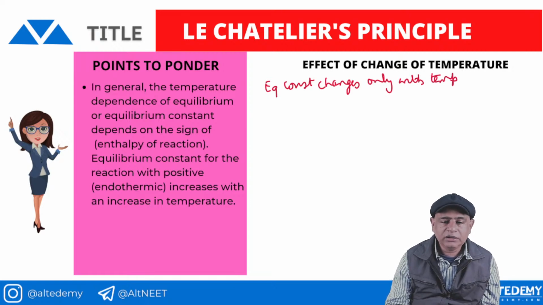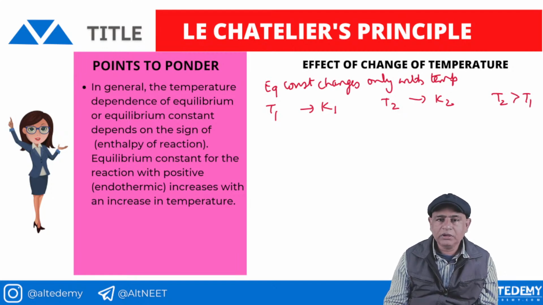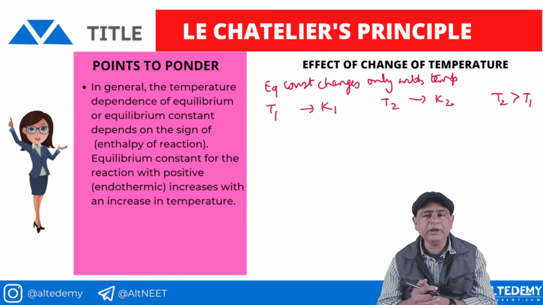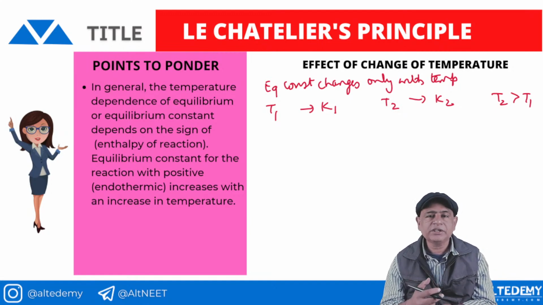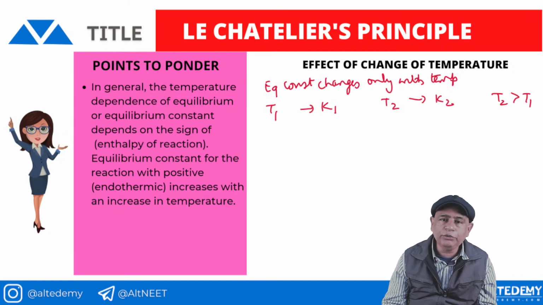Suppose we have a temperature T1 at which equilibrium constant is K1, and a temperature T2 at which equilibrium constant is K2, and T2 is greater than T1. Suppose this is the condition. As I have told you, equilibrium constant changes with temperature.